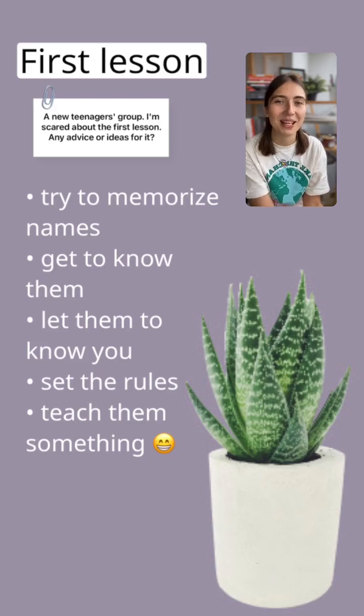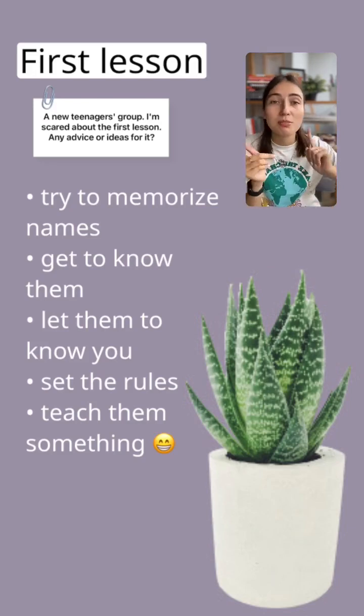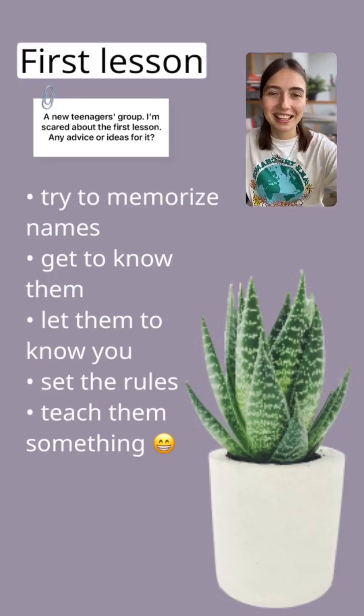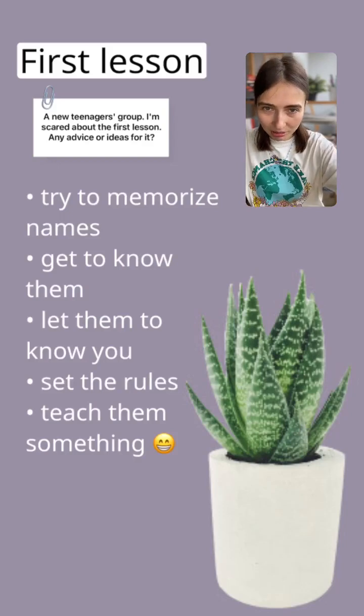Yeah, that's the plan. Memorize their names, get to know them, let them know you, set the rules, make sure that you have the rules in place, and then teach them something. That's the one. Okie doke. Let's move on to the next one.